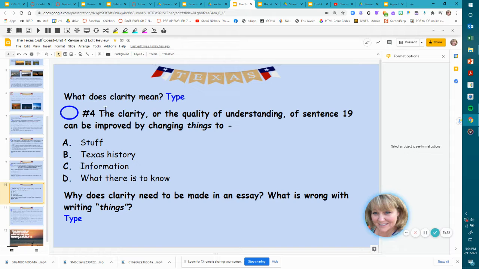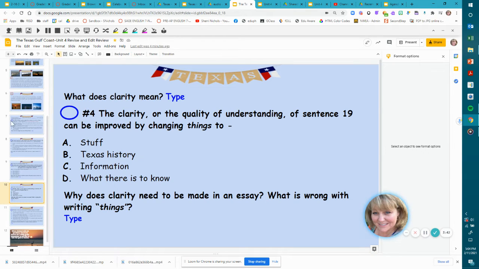And then this one is, what does clarity mean? So type here, what does clarity mean? The clarity, or quality of understanding, of sentence 19 can be improved by changing the word things to, and you're going to choose one of these: stuff, Texas history, information, or what there is to know.